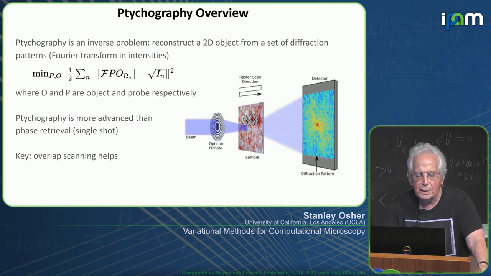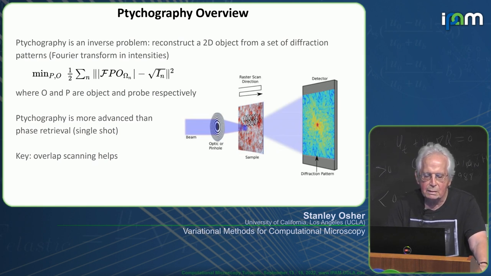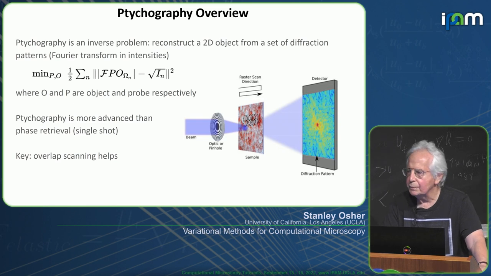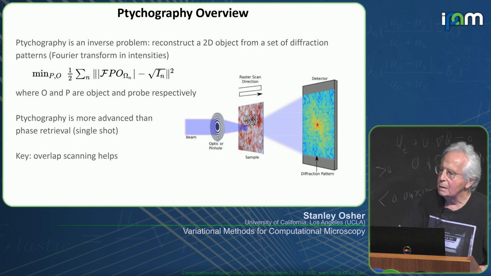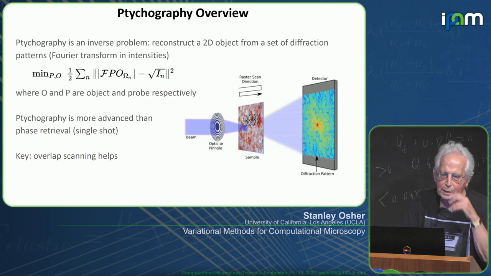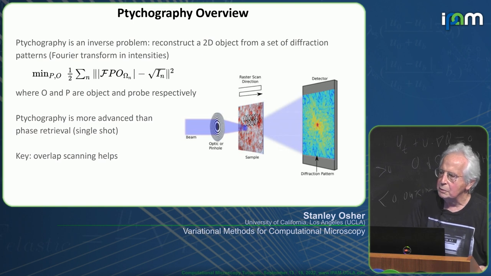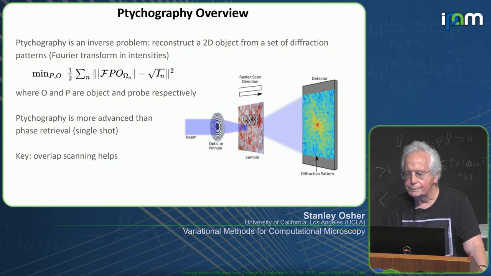This is more advanced than phase retrieval. This is not a single shot. And the overlap helps. You can't reconstruct Fourier frequencies from magnitudes unless you have more information. And the more information is the stuff that was discussed in the last talk, for example, this raster scan. Okay, but you definitely need overlap. Okay, this is what it looks like.